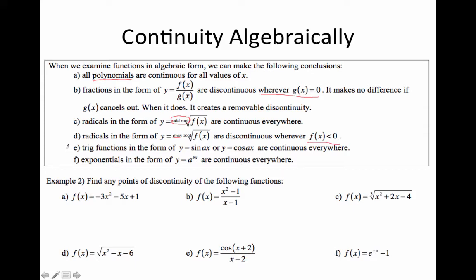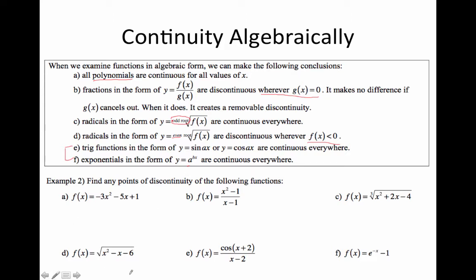And then the last two classes of functions are easy to work with. Trigs, at least sine and cosine, are going to be continuous everywhere. Remember, when we start dealing with our ratios and our reciprocal functions, tangent, cotangent, and whatnot, we will have some discontinuity issues because we'll have some vertical asymptotes. Exponentials are also going to be continuous everywhere, and it doesn't matter whether the base is a number like a or the number e. It will always be continuous, okay?